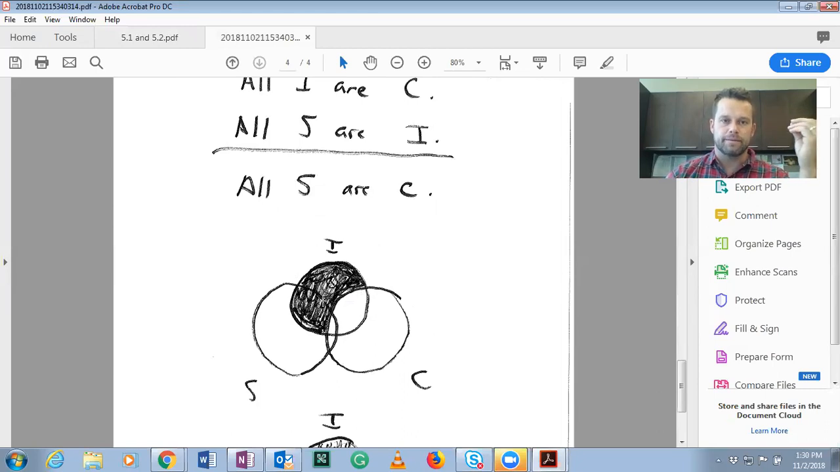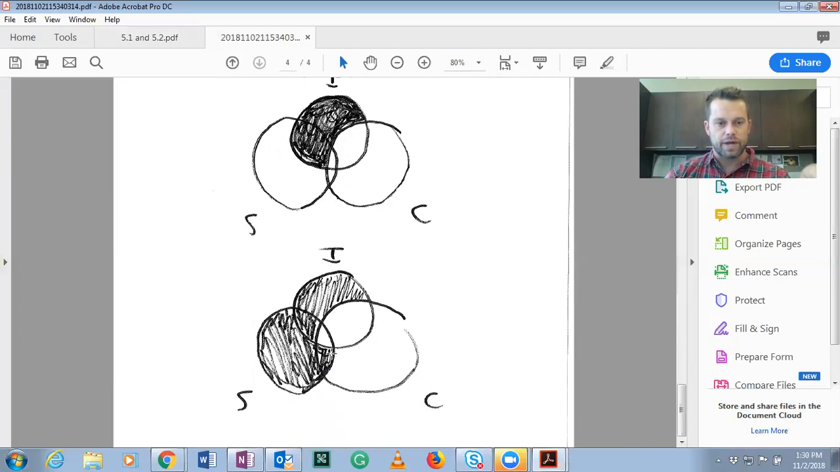When you shade an A-form statement, you have to shade outside of that overlapping area to empty it, to make nothing exist there. And so now the only I's that exist are in the C circle. All S are I. So now we have to think about shading all S's are I's. Well, the only region where S's are I's that's still open is this region. This whole region would be the entire region, but this portion is already empty. So we're going to need to shade all of this around here, the S circle that aren't I's.